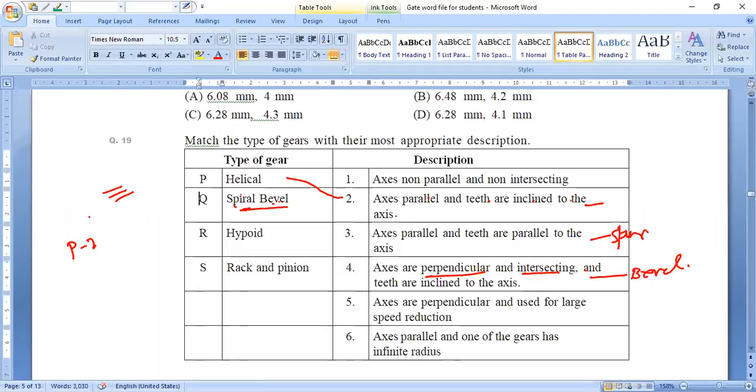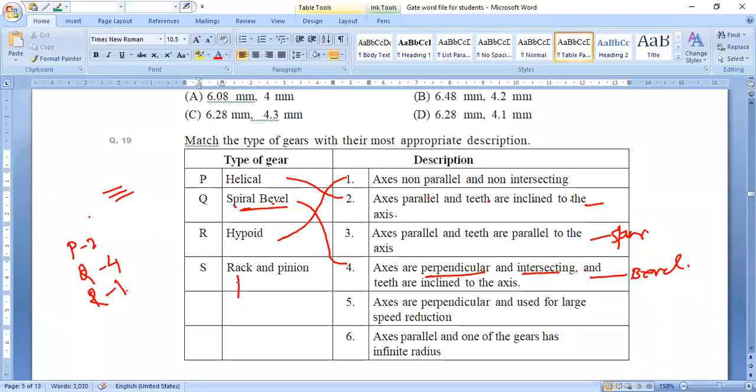Now, because it is a spiral bevel, that's why teeth are inclined. So Q is best matched with 4. Third is hypoid. So in hypoid, axes are non-parallel and non-intersecting. So R is best matched with 1.